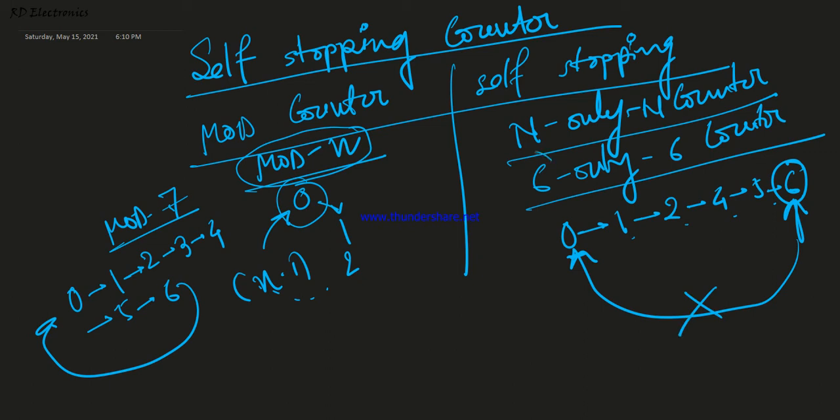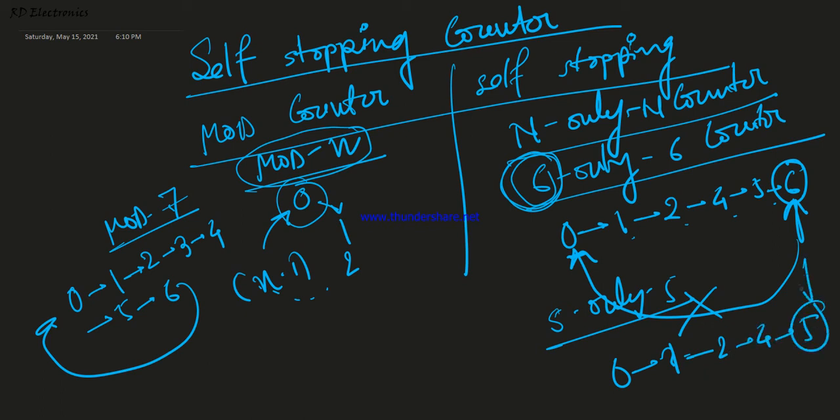And what is the value? The value is mentioned here. If it is a 5 only 5 counter, then the counting states are 0, 1, 2, 3, 4, 5, and it just stops here. Okay, so this is the primary difference between any mod counter and self-stopping counter. Sorry, I just missed a step here: the states are 0, 1, 2, 3, 4, 5. So this is the primary difference between mod n counter and n only n counter.